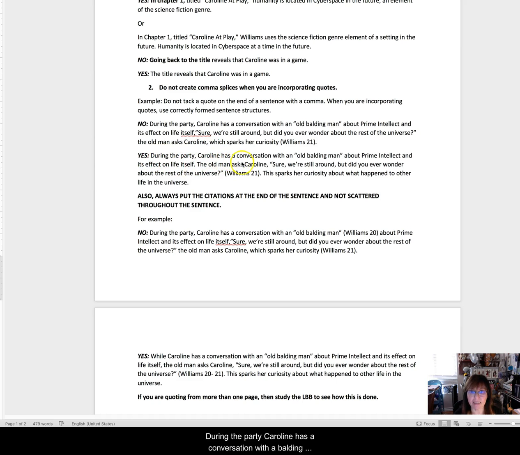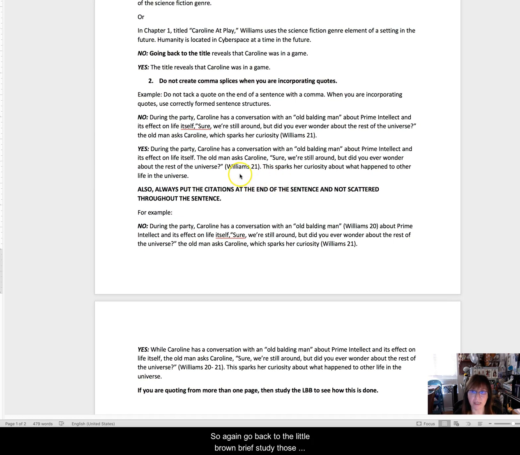During the party, Caroline has a conversation with a balding old man about prime intellect and its effect on life itself. Here we have a very clear sentence, and then a dialogue marker is used to put in that quote. The old man asked Caroline, "Sure, we're still around, but you ever wonder about the rest of the universe?" This sparks her curiosity about what happened to other life in the universe. So again, go back to the Little Brown Brief, study those sections about incorporating quotes. That's sections 53, 54, 55, 56, using MLA.